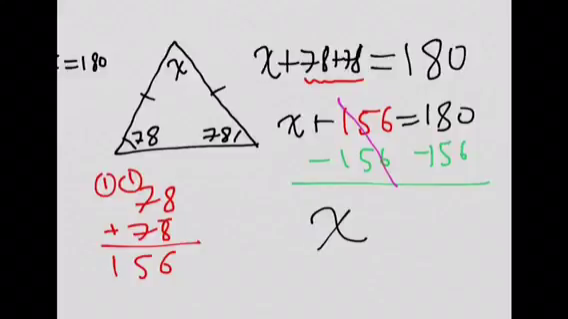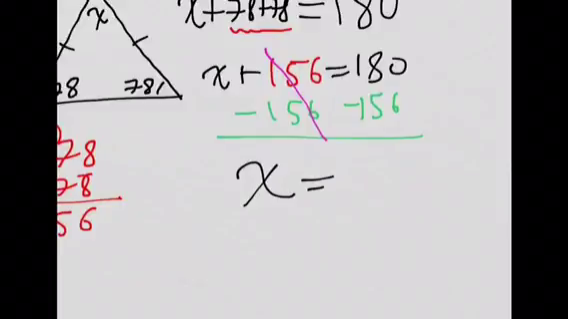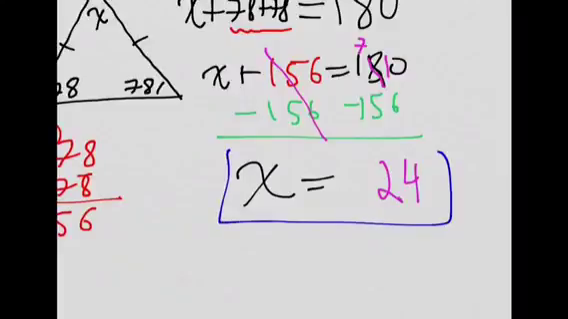these cancel here. And now I'm left with X is equal to, I'll do the subtraction right here. I'll do it in nice pink. This becomes 7. 6 minus 10 is 4. 7 minus 5 is 2. And 1 minus 1 is 0. So my value of X is equal to 24 degrees.